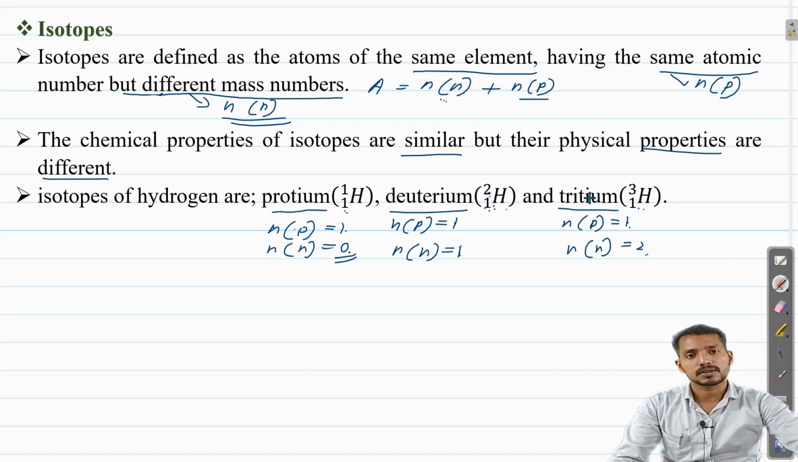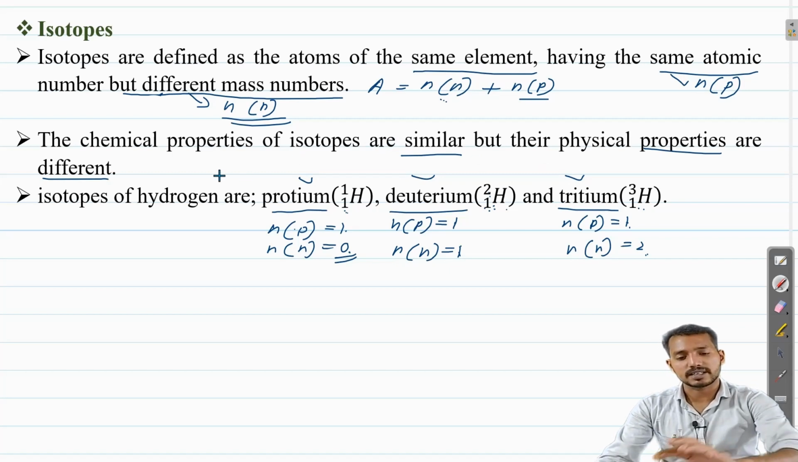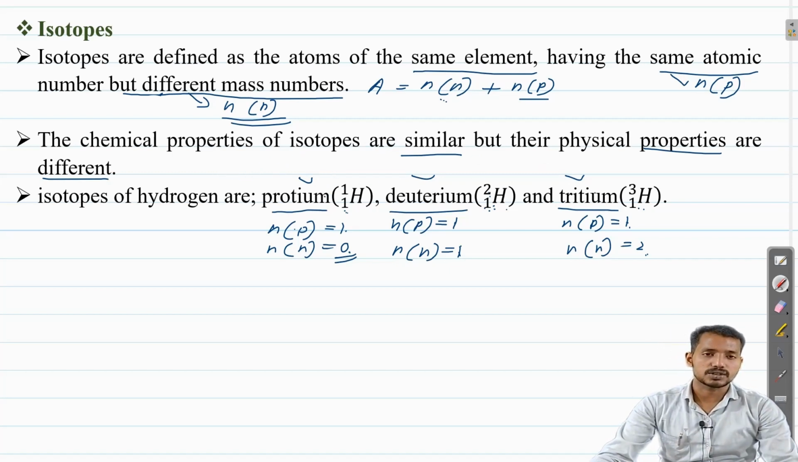That is equal to 3. So here you can see that the number of protons is the same while the number of neutrons is different. So these types of atoms are called isotopes of the element. This is the example for the isotopes of hydrogen, that is protium, deuterium and tritium.